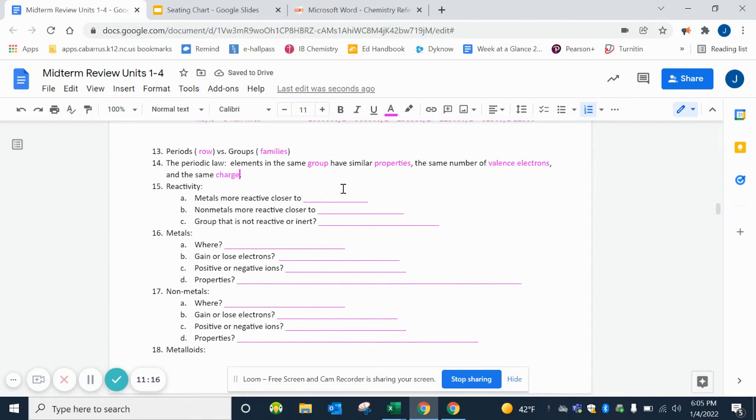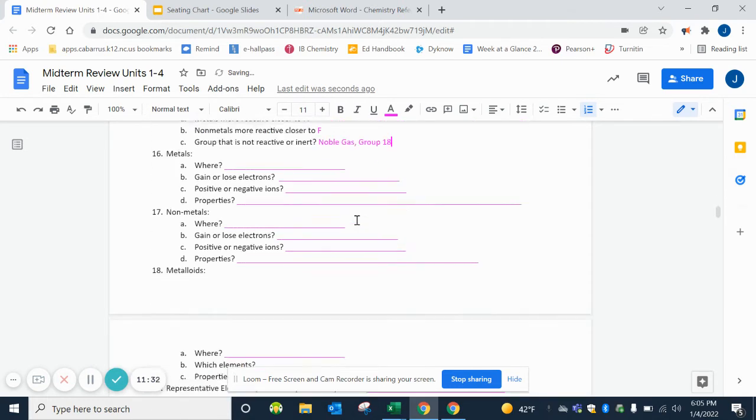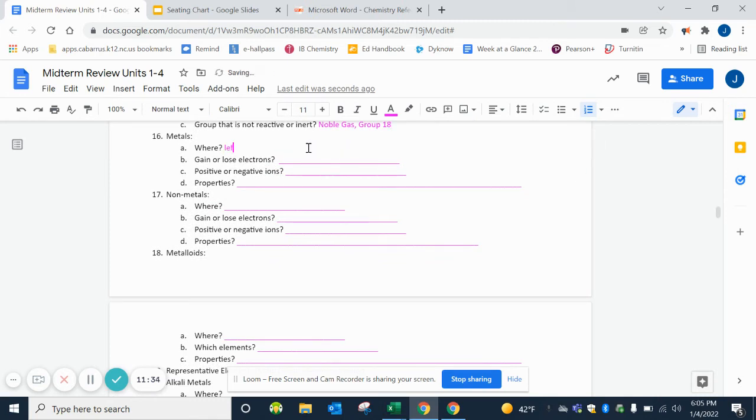All right, reactivity, metals are more reactive closer to francium. Nonmetals are more reactive closer to fluorine. The group that is non-reactive or inert is the noble gases, which is group 18. Metals are found to the left of the stairs. Metals always lose electrons. When you lose an electron, you form a positive ion. We call that a cation.